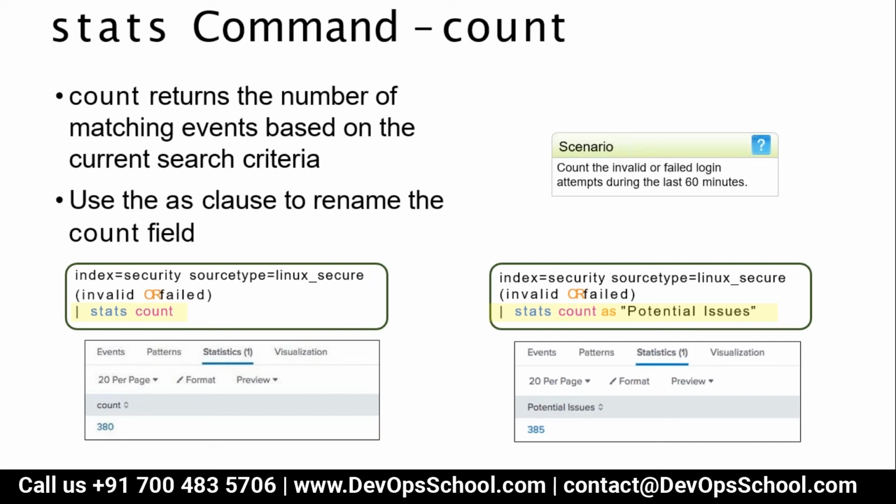Okay, so here again you can use the as clause to rename the count field, which you know that clause we can always use to rename. So here you see the first script, the moment you use stats, look at the image very carefully. It's not an event, it is not a pattern. Suddenly it will get converted to statistics. So there is a third tab which will get enabled. So the moment you use stats, the output you will get is on statistics.